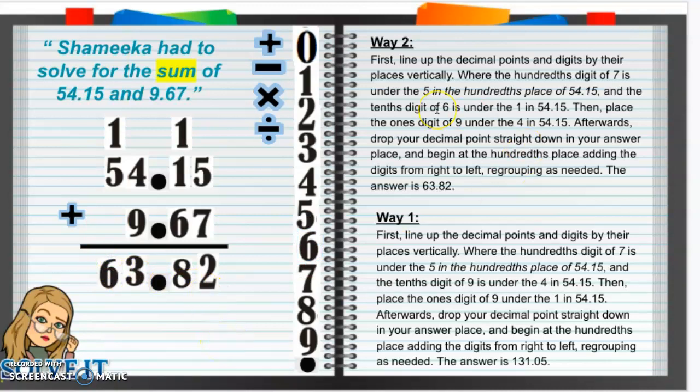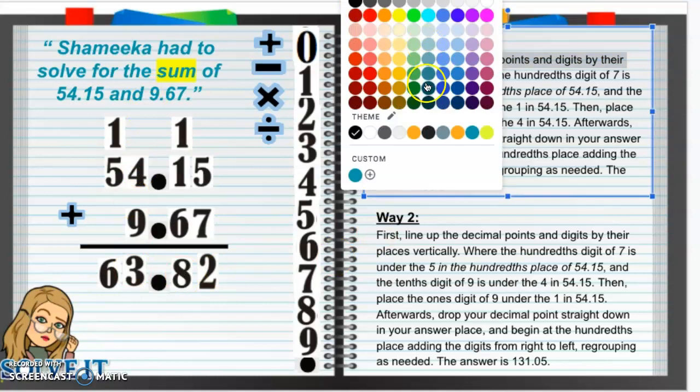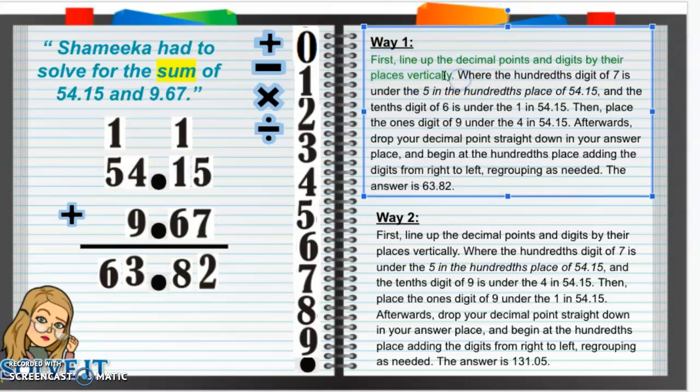Now, let's take a look at these ways. Whoa, I'm so sorry. Let's make that way 2 down here and way 1 up here. My bad, you guys. So, way 1. First, line up the decimal points and digits by their places vertically. Is that what we did? We lined them up? Yes, we did. So I'm going to put that in green. And you are all doing very good with putting these in green and red and color coding and solving. And I'm very impressed. So keep up the great work.